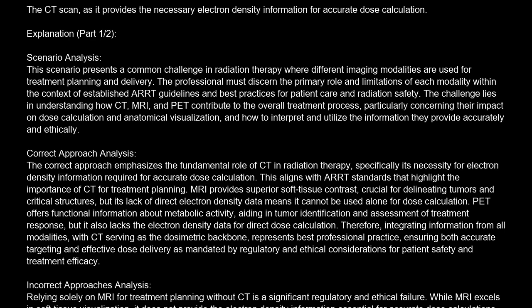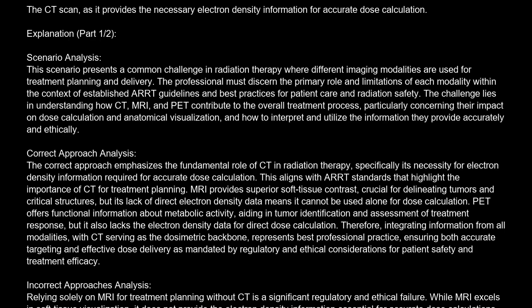MRI provides superior soft tissue contrast, crucial for delineating tumors and critical structures, but its lack of direct electron density data means it cannot be used alone for dose calculation. PET offers functional information about metabolic activity, aiding in tumor identification and assessment of treatment response, but it also lacks the electron density data for direct dose calculation. Therefore, integrating information from all modalities, with CT serving as the dosimetric backbone, represents best professional practice, ensuring both accurate targeting and effective dose delivery as mandated by regulatory and ethical considerations for patient safety and treatment efficacy.